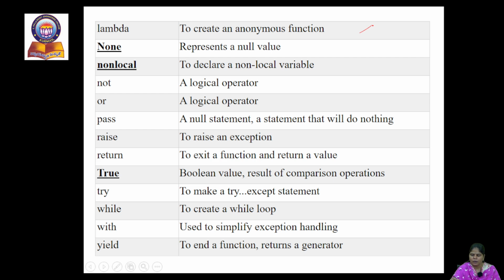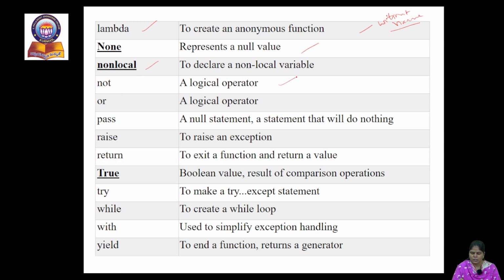And lambda is an anonymous function, a single line function without a name. The functionality and action which we define without a name for that particular function, we can call lambda. None, that means returning the null value. Okay, so nonlocal, similar to global, but there are some differences that we will see. And if you want to declare a nonlocal variable, then we will be using the keyword nonlocal.